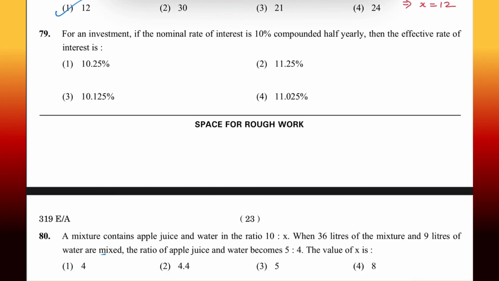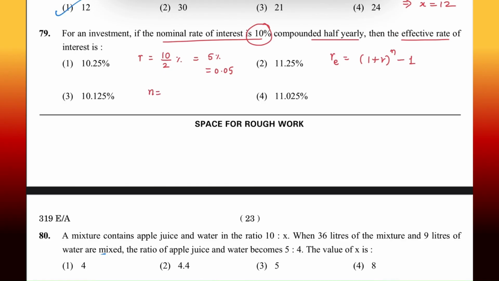Next, moving on to question number 79. For an investment, if the nominal rate of interest is 10% compounding half yearly. Okay, so half yearly means you are getting interest twice a year, and 10% is the rate of interest for a year. What is the effective rate of interest? So what is the formula for effective rate? RE is 1 plus R to the power n minus 1. So what is R and n here? R is 10 by 2% because you're getting 10% for the full year. So for the half year, you get 10 by 2, which is 5%. So that's 5%, or you can write 0.05. Then what is n here? So you are getting interest twice a year. So n equals 2.